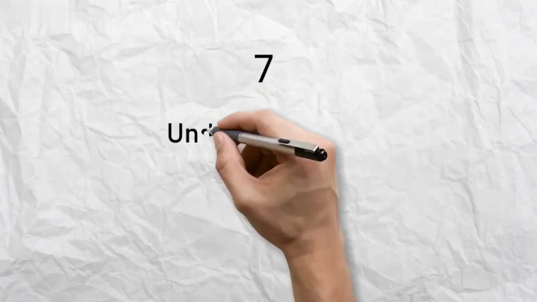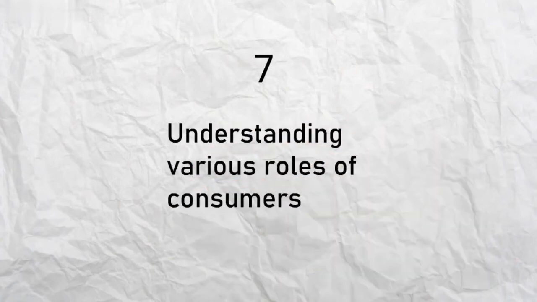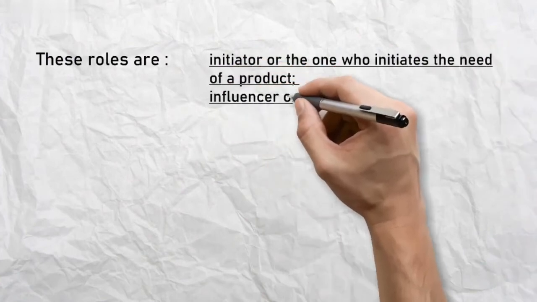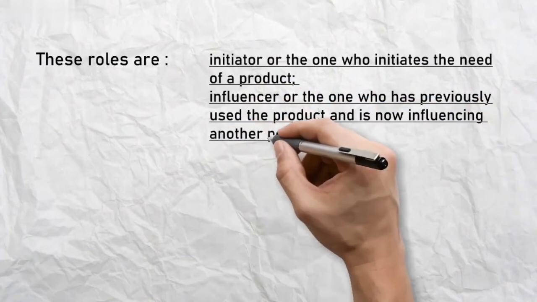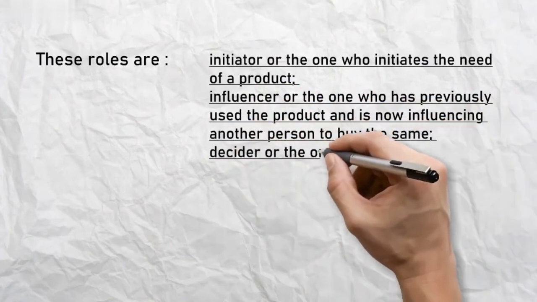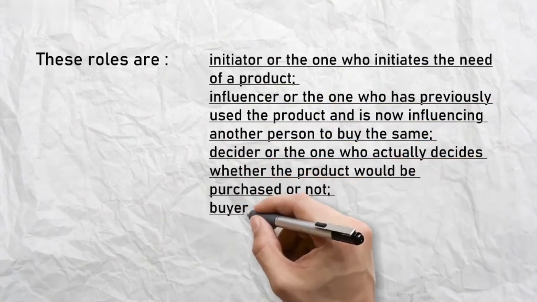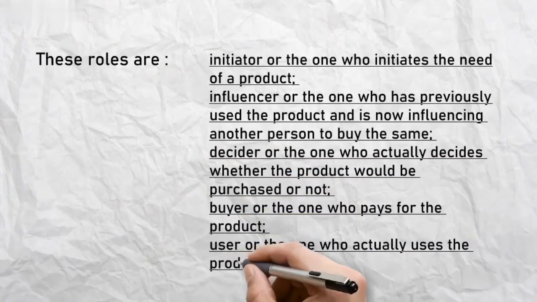Number 7. Understanding various roles of consumers. There are various roles that are played by the consumers in the consumer decision-making process. These roles are initiator or the one who initiates the need of a product, influencer or the one who has previously used the product and is now influencing another person to buy the same, decider or the one who actually decides whether the product would be purchased or not, buyer or the one who pays for the product, user or the one who actually uses the product.